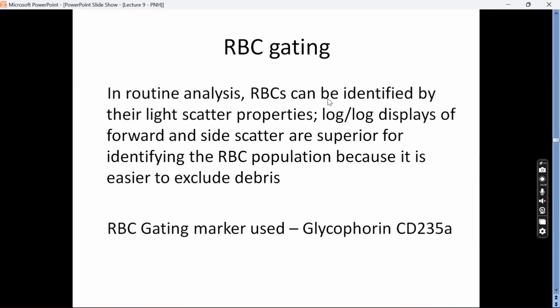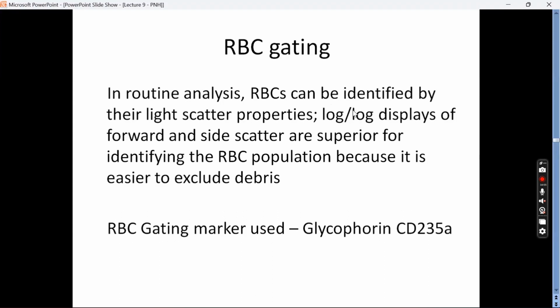Now, in routine analysis, RBCs can be identified by the light scatter property. Normally RBCs and platelets we see in forward scatter and side scatter in logarithmic scale. I told you scatter properties we study for WBCs in linear scale, but for platelets and RBCs we use logarithmic scale, because the separation between the platelets, RBCs and debris will be quite good.